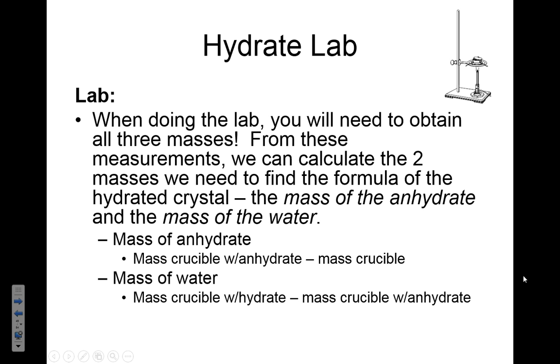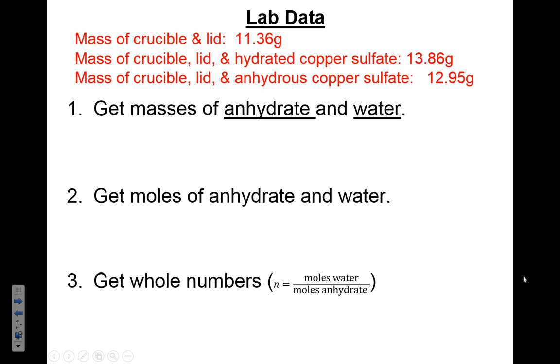If we want to find the mass of the water, well, where did we have water? When we have a hydrate. Where did we not have water? When it was an anhydrate. So the difference between those two, and I know the crucible and lid are going to be there as well, but remember, they're there in both cases, so they're just going to subtract out. So the crucible with the hydrate minus the crucible with the anhydrate, that's going to give us the mass of the water.